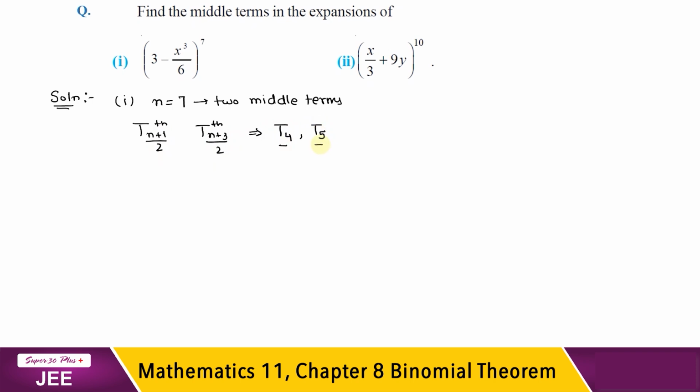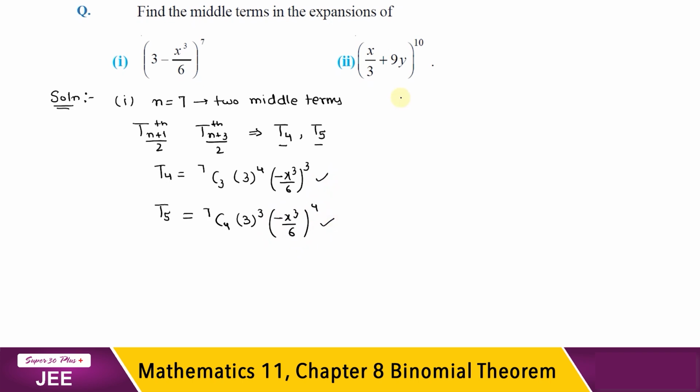So let's evaluate the 4th term. The 4th term is going to be 7c3, 3 raised to the power 4 and minus x cube by 6 whole raised to the power of 3. And the 5th term is going to be 7c4, 3 raised to the power 3 and minus x cube by 6 whole raised to the power 4. Alright, so these two terms will be the middle terms.